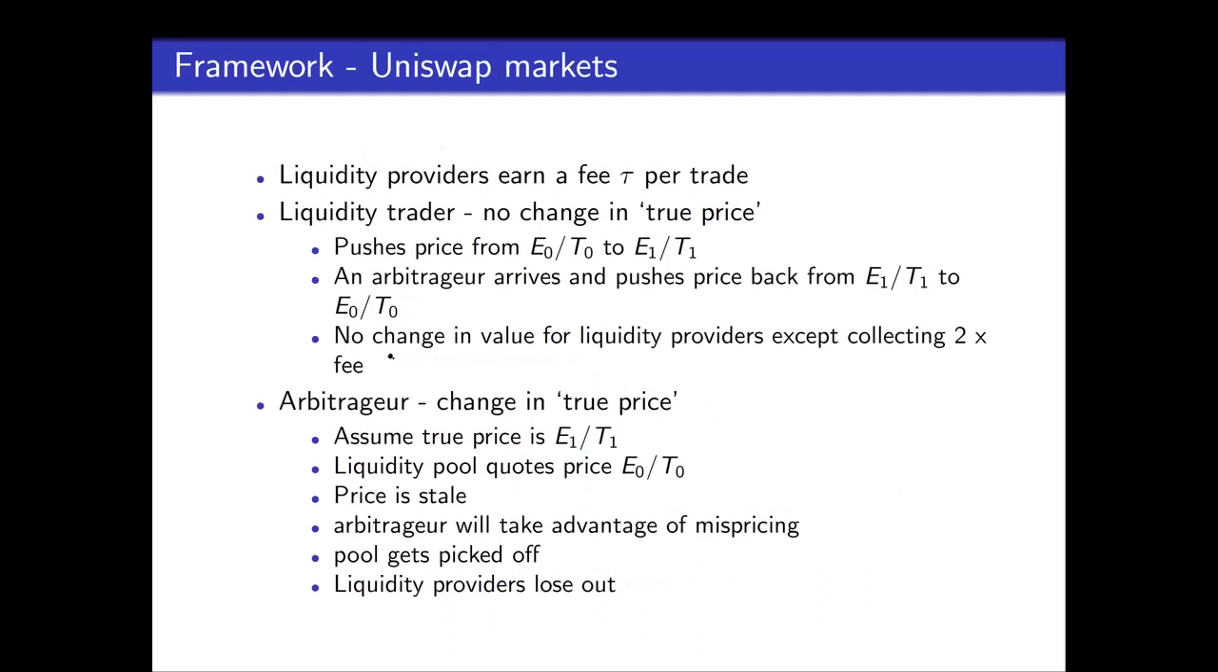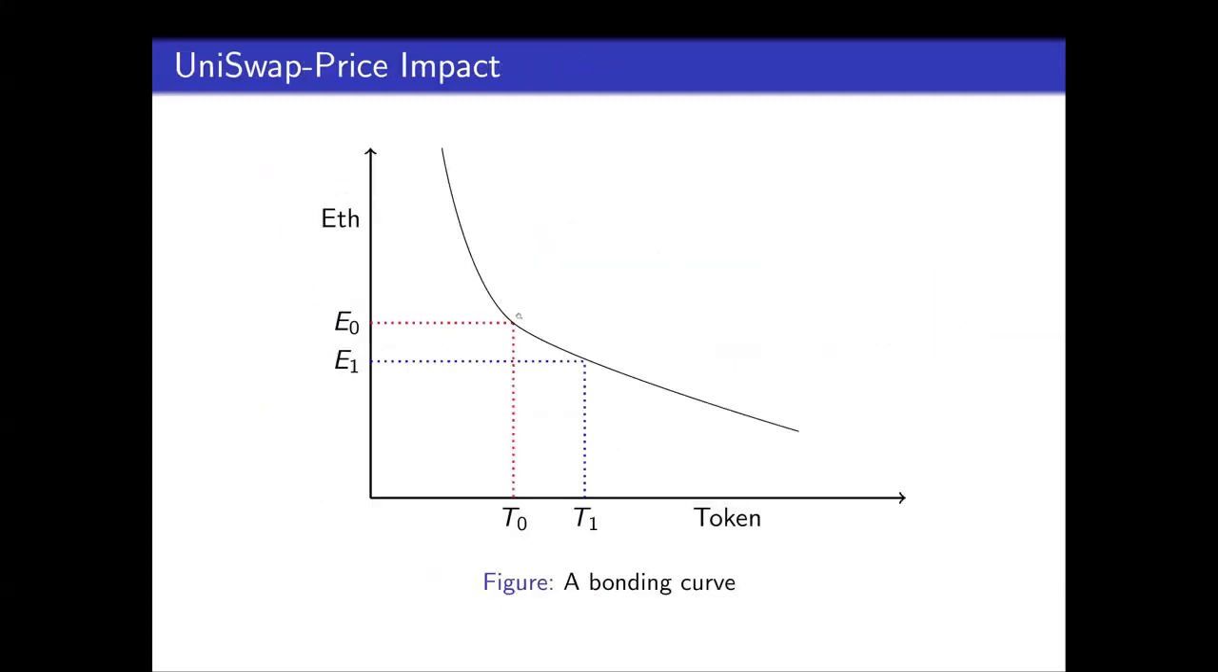So how can we see this framework in the context of our model? One thing to note is that these liquidity providers earn a fee per trade. So they earn a constant small fee. At the moment, it's 30 basis points per trade. And what happens? To this pool, a liquidity trader could arrive and there's no change in the true price. But let's look at this in a graph. What happens if the liquidity trader arrives is that it pushes the price from E0, T0 to E1, T1.